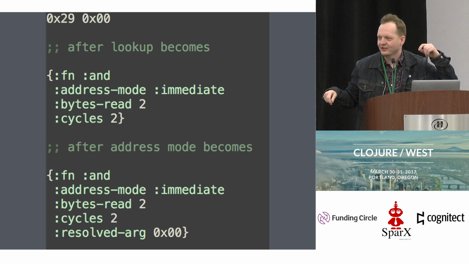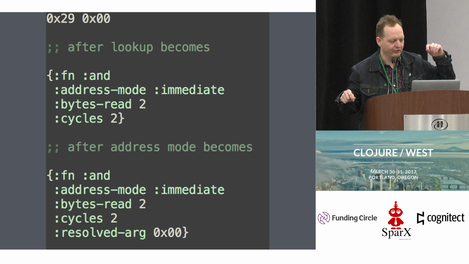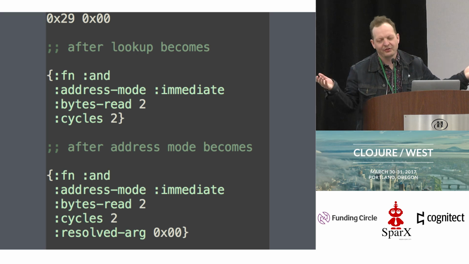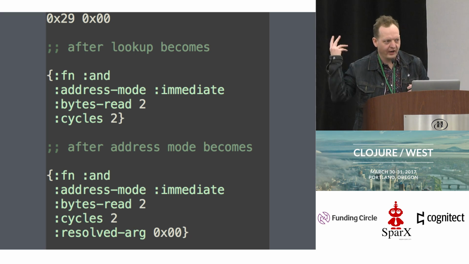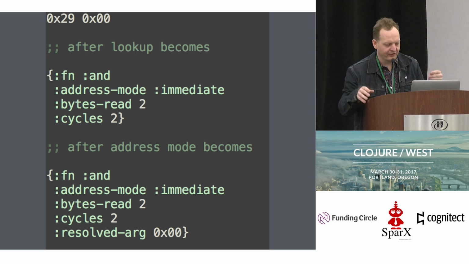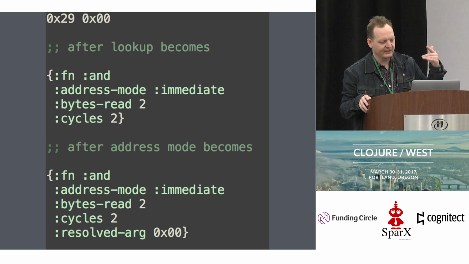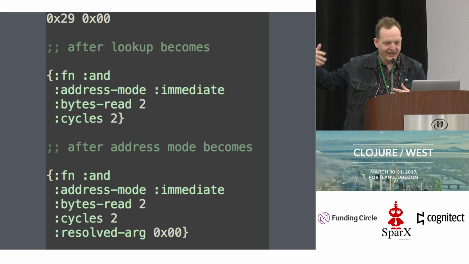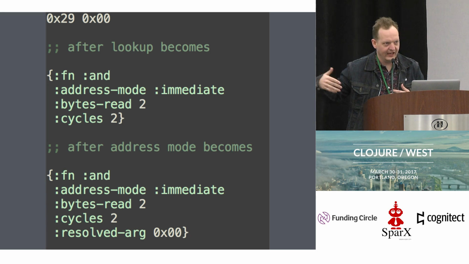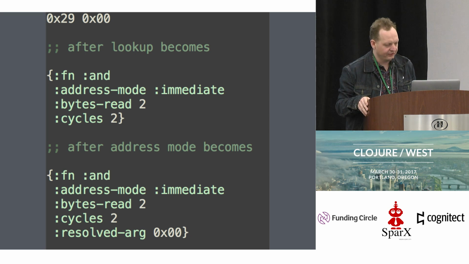I'll be happy to show it afterwards during questions or later on, it's also on GitHub, I guess. And then we have one argument, and we get a certain number of arguments. So we look up the opcode, and we see the function there. We see the address mode is set to immediate. We have the number of bytes read and the number of cycles that this is going to take. We don't care about the cycles yet, but we will.